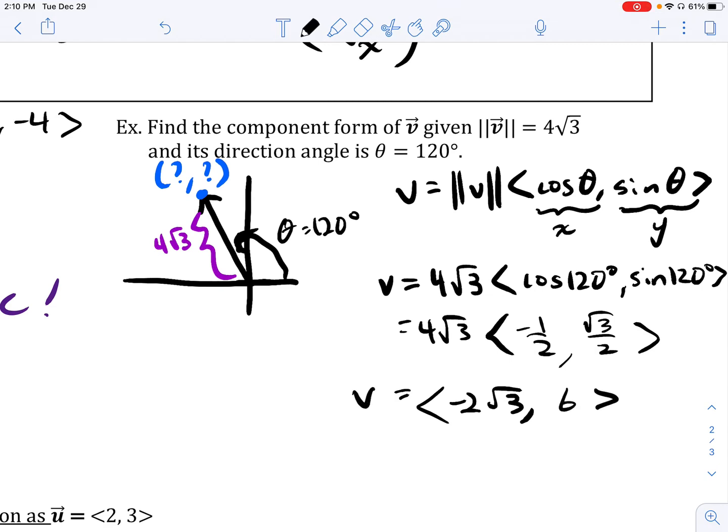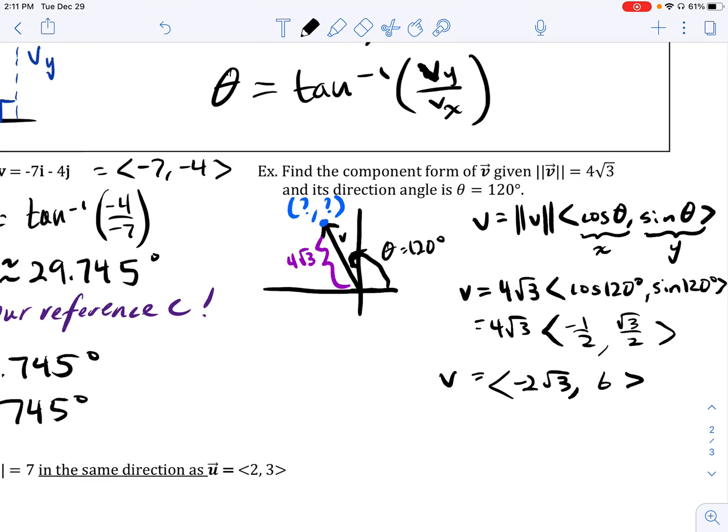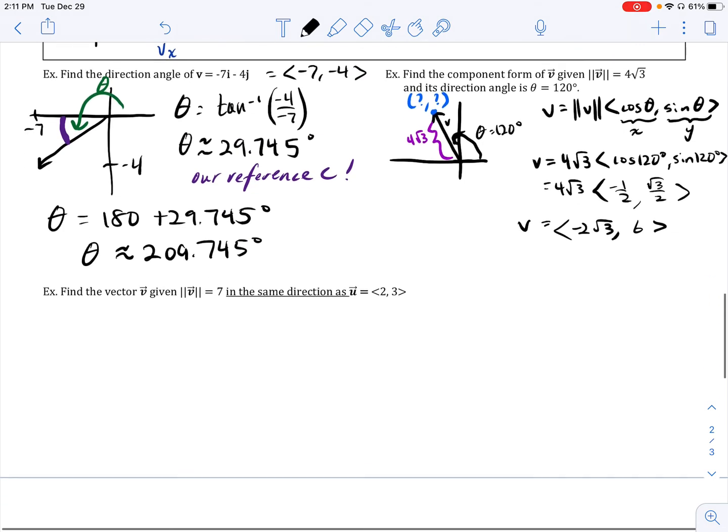So our vector v here has a direction angle of 120 degrees, and it has a magnitude of 4 root 3. All right, let's do one more problem together.